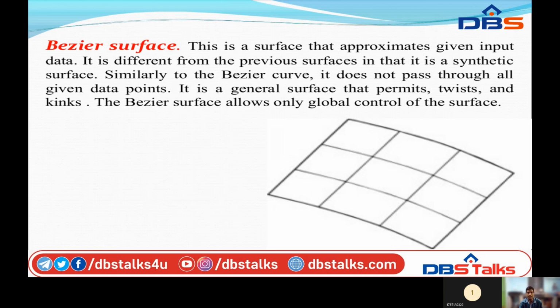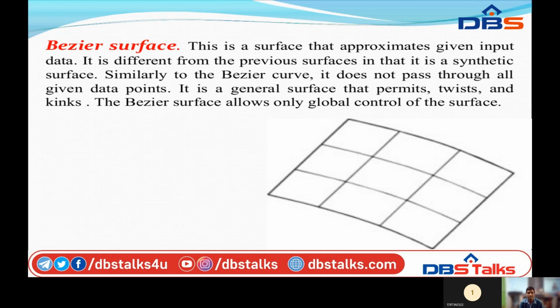Next, Bezier surfaces. Up to now we have been discussing analytical surfaces, that means plane surface, ruled surface, tabulated cylinder, and axis of rotation. Now we are discussing synthetic surfaces. The matrix representation of Bezier, B-spline, Hermite, and cubic surfaces will be discussed later. Here in this slide, I am showing only the basic details of synthetic surfaces.